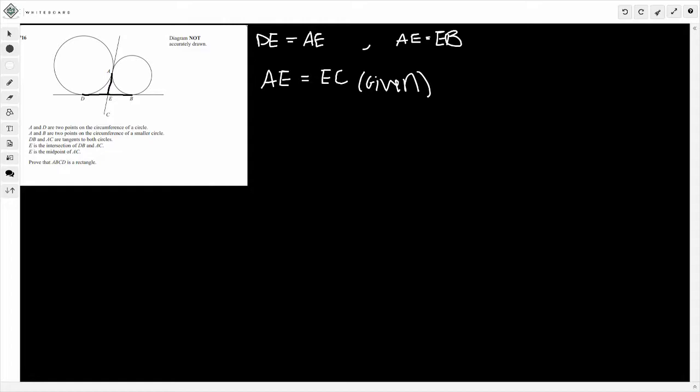So what can we do now? Let's piece together what we know. We know AE is equal to DE. We know DE is going to be equal to EB, right? Because if AE is equal to DE, and AE is equal to EB, that means DE is equal to EB, which similarly means that EB is equal to EC.